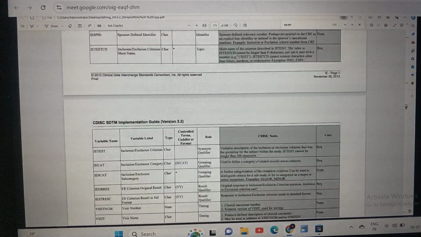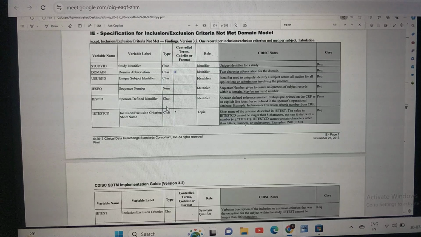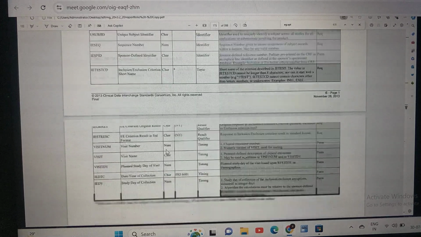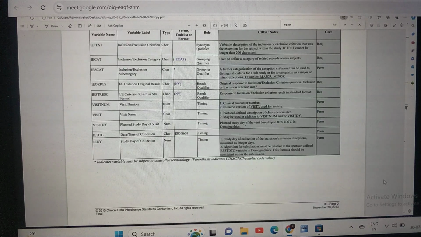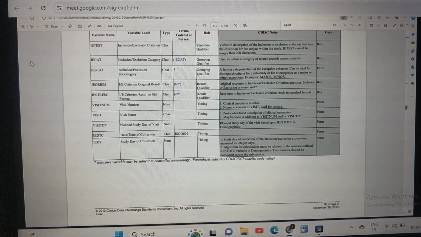Okay, these are simple regular identifiers as well as some test codes, and then category, visit num, date. Yeah, someone raised their hand. Any questions?